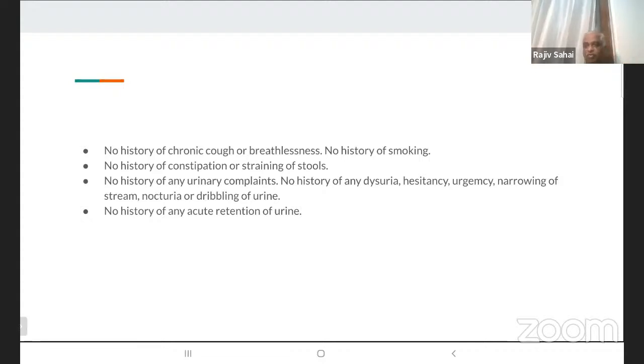Okay. So it should be more forthright. You are using a lot of terminologies like there is no dysuria, hesitancy, urgency. Can you specify what is hesitancy? What is urgency?